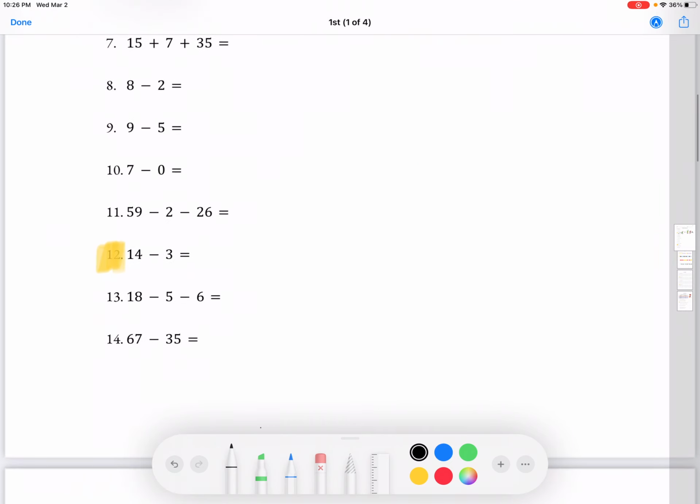Moving on to number 12. For number 12 we have 14 minus 3, and so for 14 minus 3 we're going to do 4 minus 3 for the ones place, and 4 minus 3 we're going to get 1, and for the tens place we're going to do 1 minus 0, and 1 minus 0 is also equal to 1, so for number 12 our answer is going to be 11.